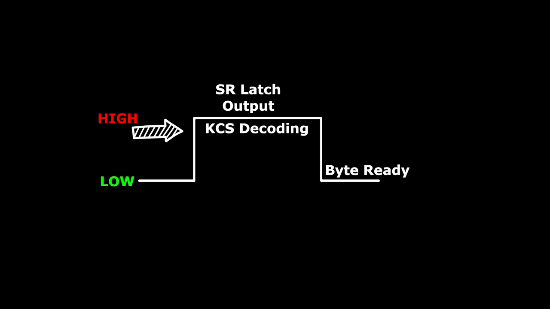It goes high as the circuit is decoding a byte, and then as soon as the byte is demodulated and ready, this output goes low, which also stops the Kansas City standard clock. We're going to use this high to low signal to create an interrupt, telling the computer that a byte is ready to be read from the circuit.